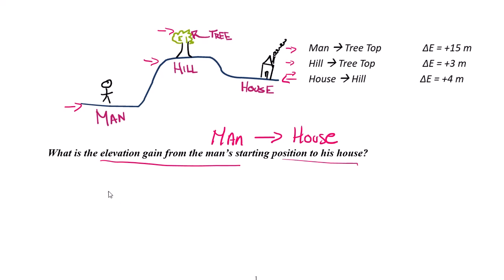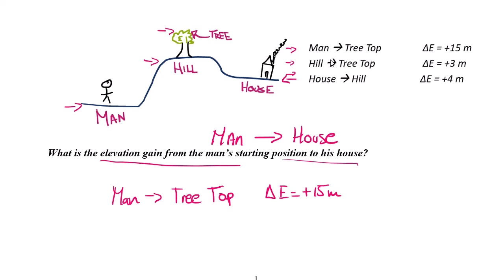Let's take my first equation. From the man to the treetop is an elevation gain of plus 15 meters. Now, I'm happy with where the man is, but this tells me how to go all the way up to the treetop. So what I really need is this treetop to cancel. And I can use my second equation to get treetop to cancel, but in order to get it to cancel, just like in algebra, it has to be on the other side of the equation.